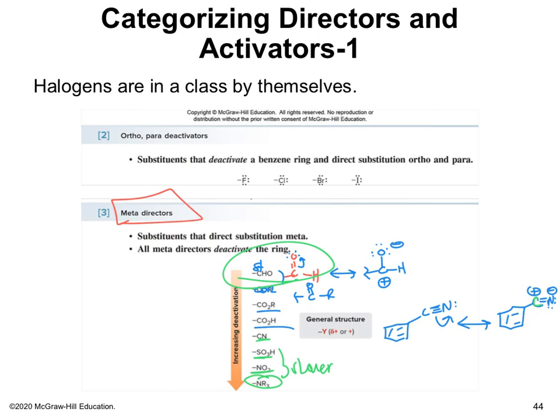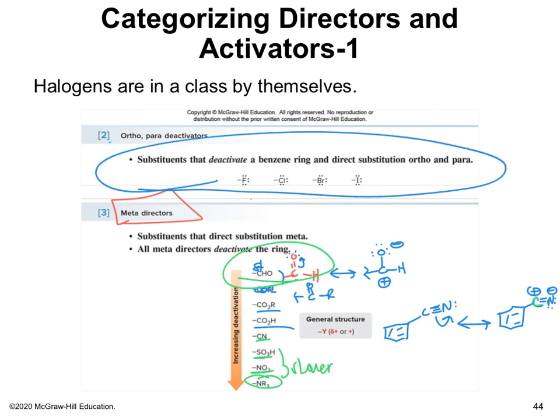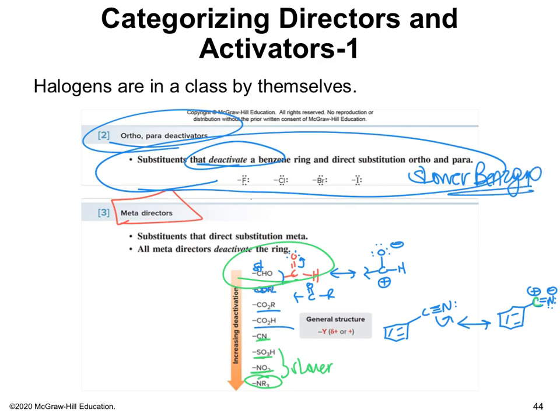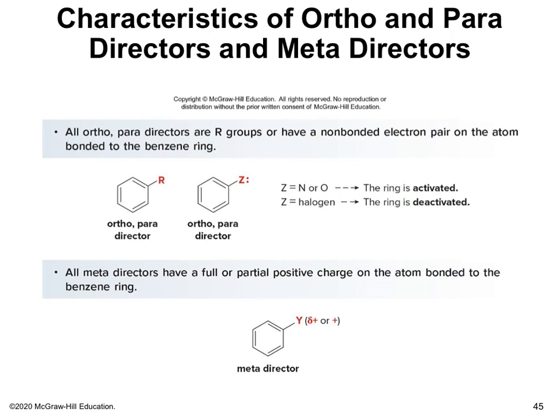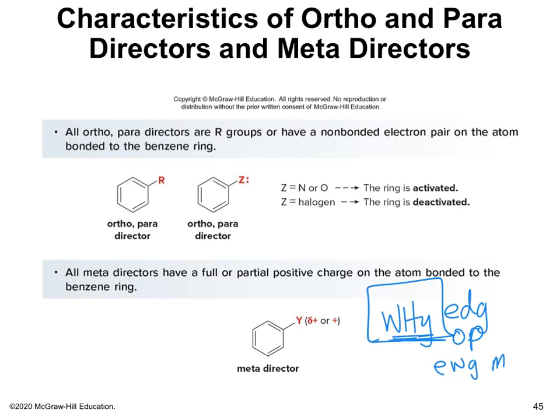Now, the weirdos are the halogens. They're ortho-para directors, but they deactivate the benzene ring, meaning they're going to be slower than benzene itself to react, but they are going to direct ortho-para. And so we're going to spend the next few slides showing you why electron donating groups are ortho-para directors, and why electron withdrawing groups are meta directors.